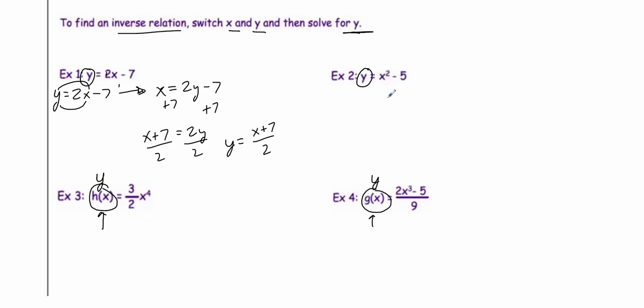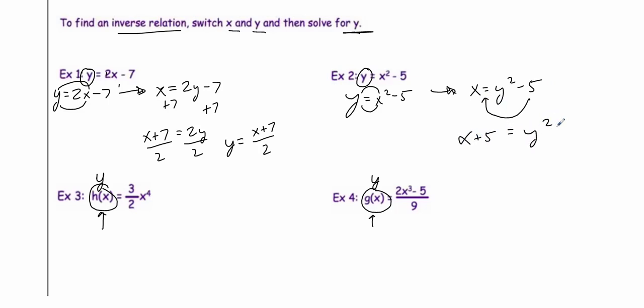So example 2, here we go. Again, I have y equals x squared minus 5, the original. I'm going to switch the x and the y. So I get x equals y squared minus 5. I need to get y by itself, so I'm going to add 5. x plus 5 equals y squared. Now I've got to get rid of the squared. How do I do that? I square root it. So I get y equals the square root of x plus 5.